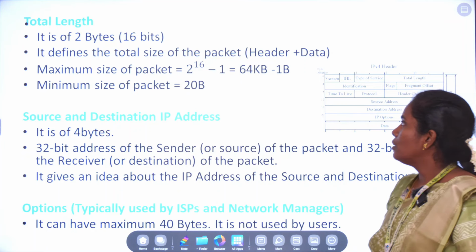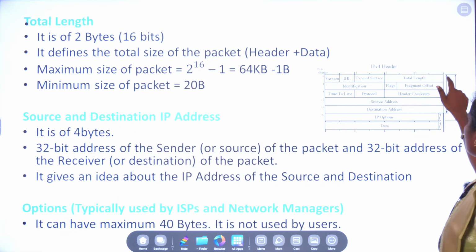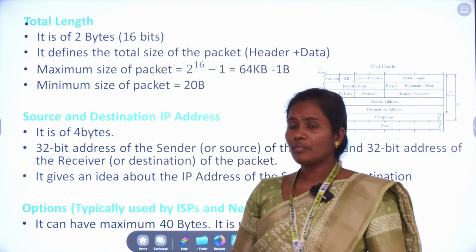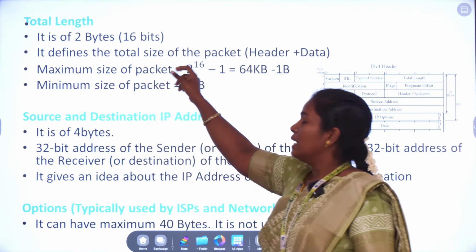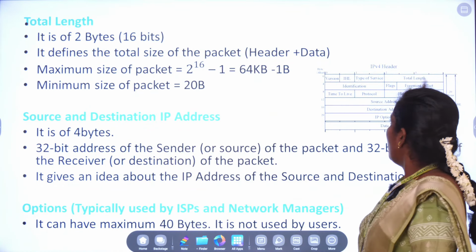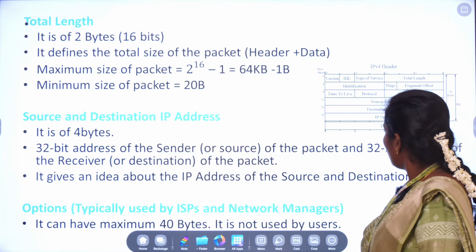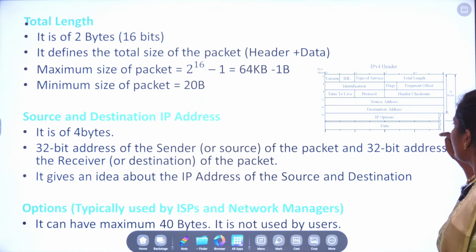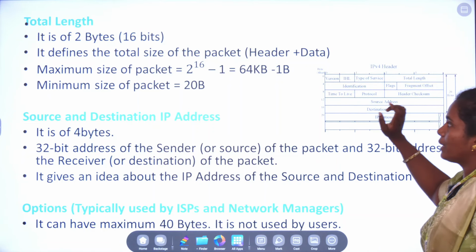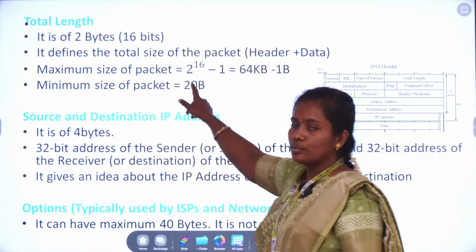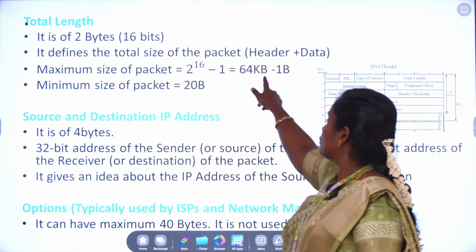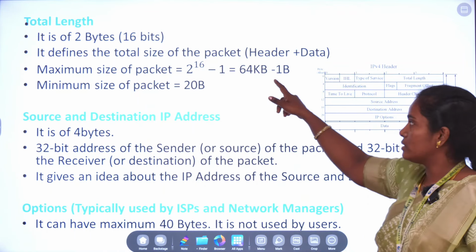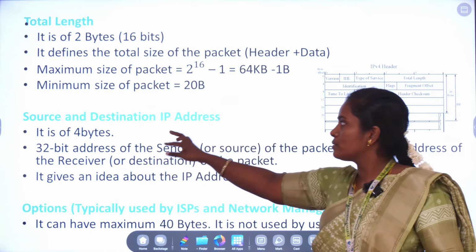Next is the total length. Total length occupies 16 bits, that is the last of the first row. It occupies 2 bytes, that is 16 bits. It defines the total size of the packet, not just the header, the whole packet. That is the header plus data gives the total length of the packet. The maximum size of the packet is 2 to the power of 16 minus 1, that is 64 KB minus 1 byte. The minimum size of this packet is 20 bytes. We already said it is mandatory, it should be 20 bytes.